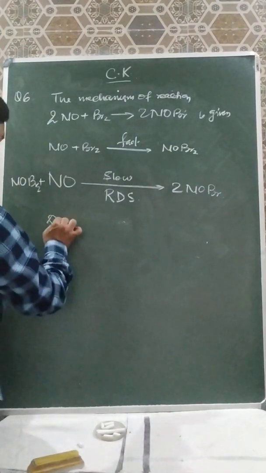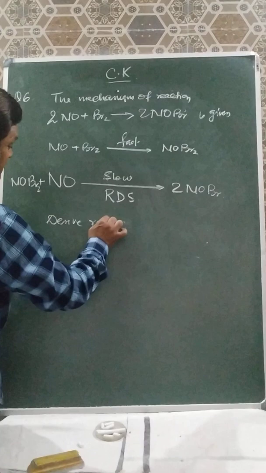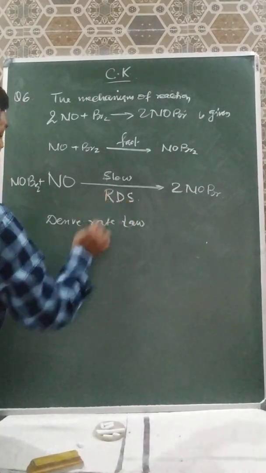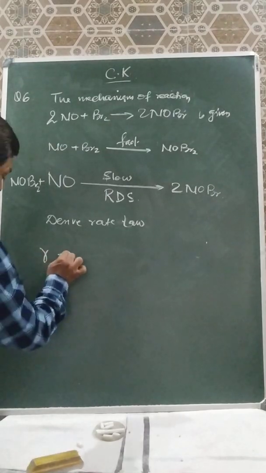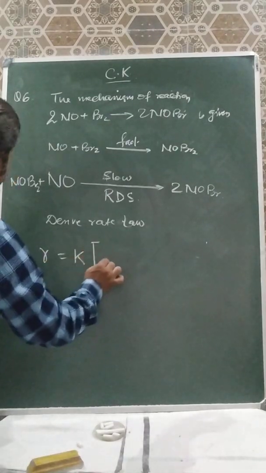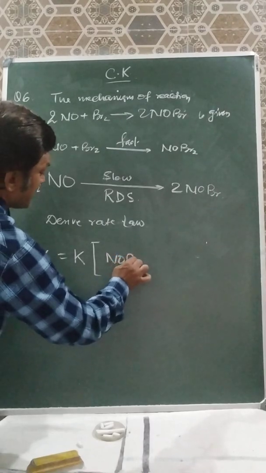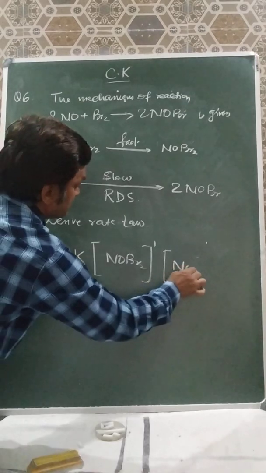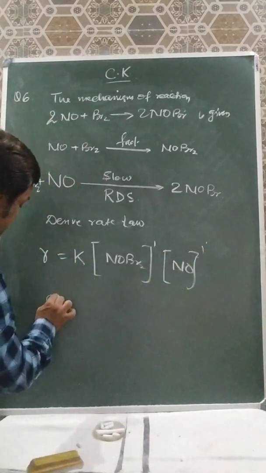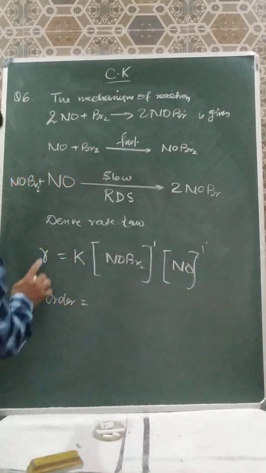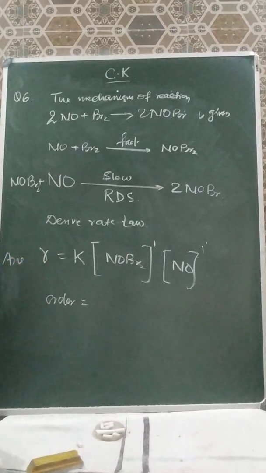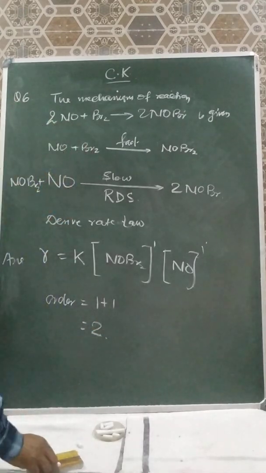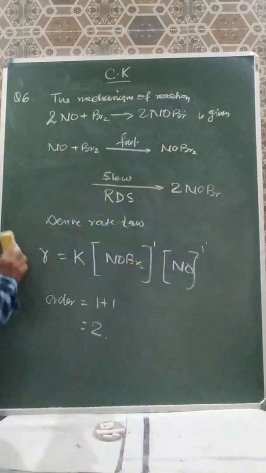Derive the rate law. The rate law is determined through the RDS. So rate is equal to k NOBr2 to the power 1 and NO to the power 1. So order is equal to, this is the answer, 1 plus 1, that is second order. Next question number 7.